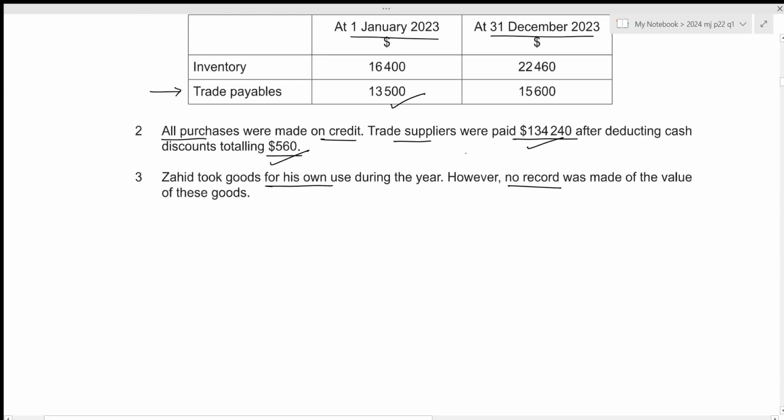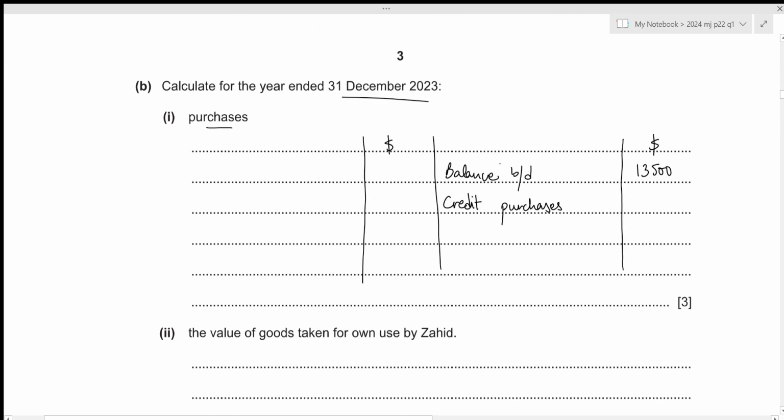Then we have been given the amount that we paid to the suppliers during the year. If we pay back to the supplier, it means that our trade payables amount will now decrease. So this amount will always be recorded on the debit side. So that is 134,240. Which will be paid out of the bank account to the supplier.